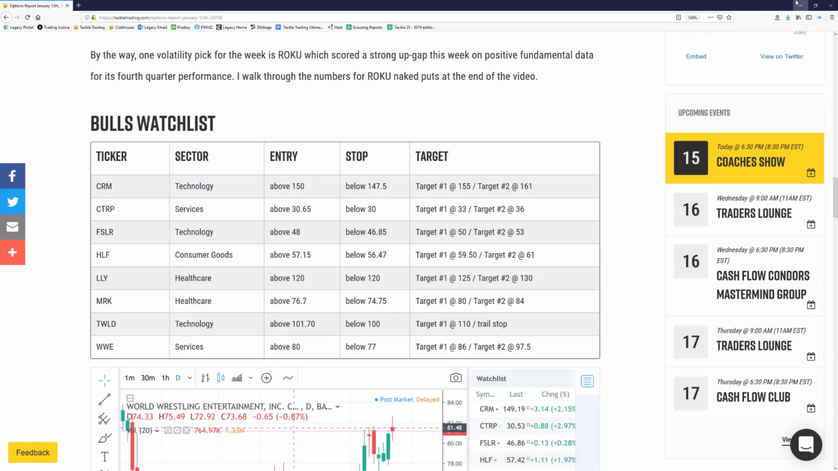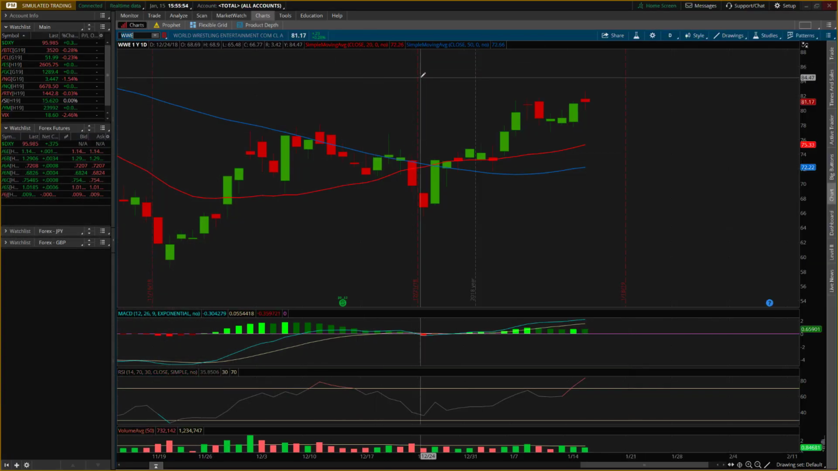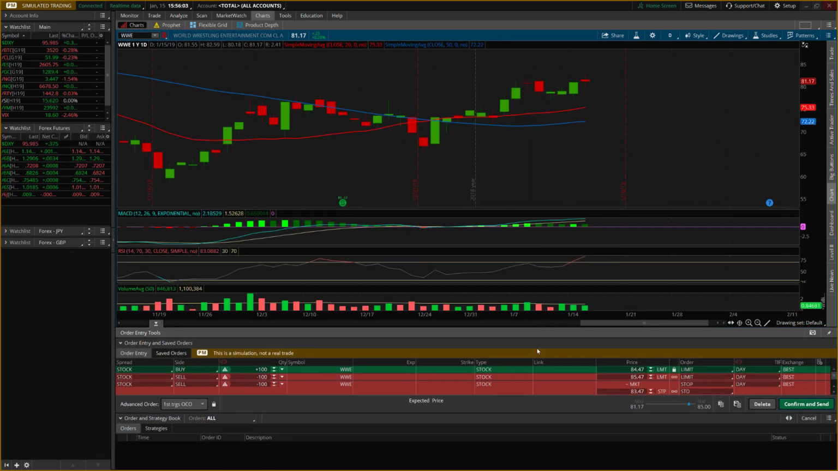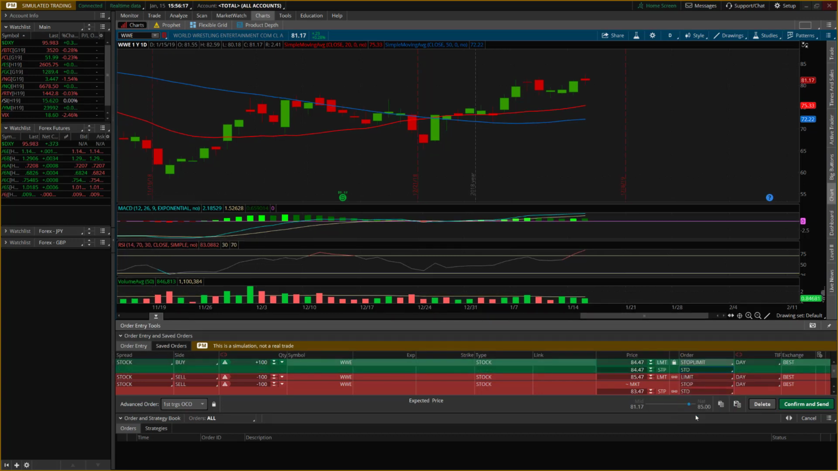So what I'm going to do is right click, go down to buy custom, and you see where it says OCO bracket order? That's the order that's going to allow you to pull up all orders in the same transaction. Now, your first order is your entry order. It simply says limit. We know we need to change that to a buy stop limit so that we can control our entry above the high.